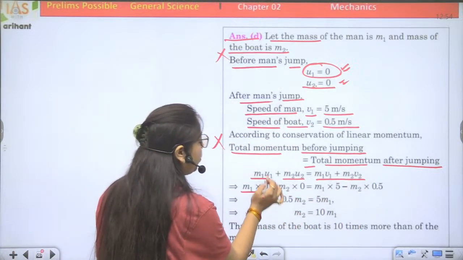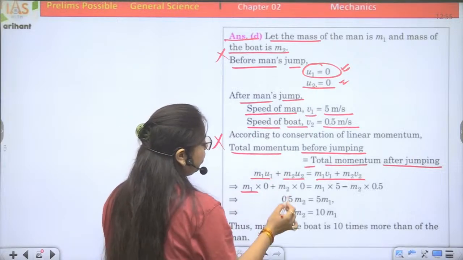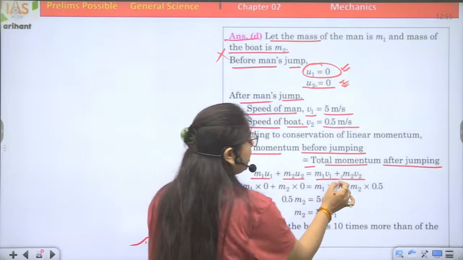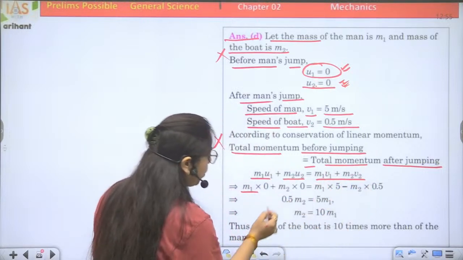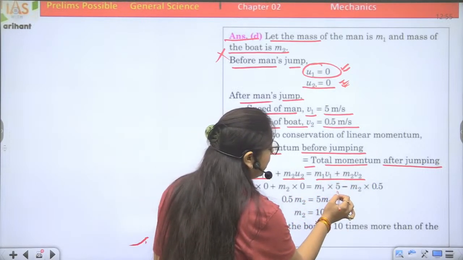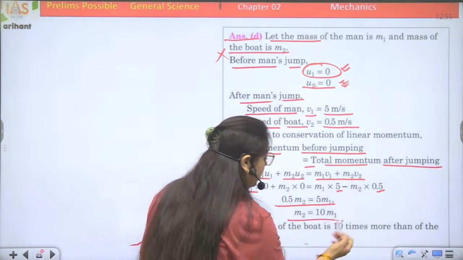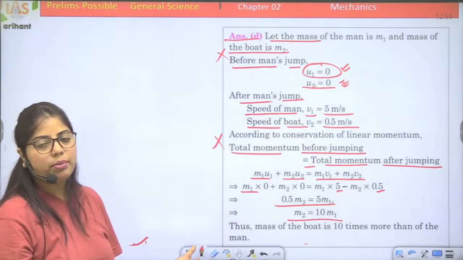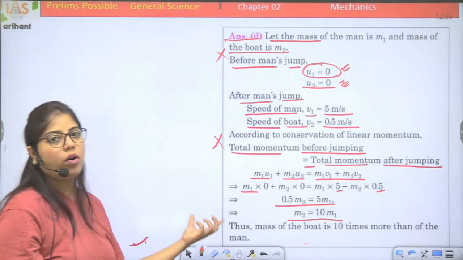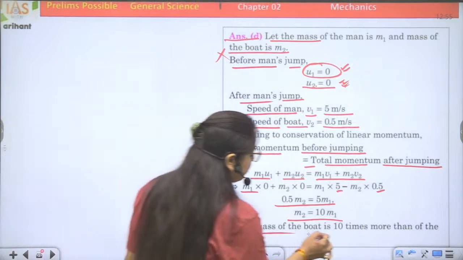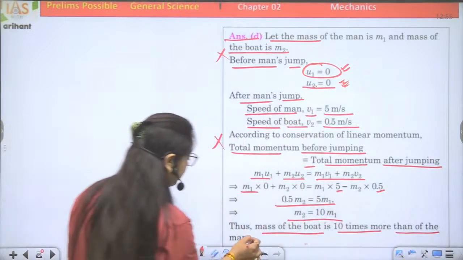Here u1 is 0 because the initial velocity is 0, and m2 into 0 because the initial velocity of the boat is 0. So m1 v1 equals m2 v2, with v1 being 5 and v2 being 0.5. So you can solve this numerical by this method only, or as I told you before. Thus the mass of the boat is 10 times more than that of the man. Clear?